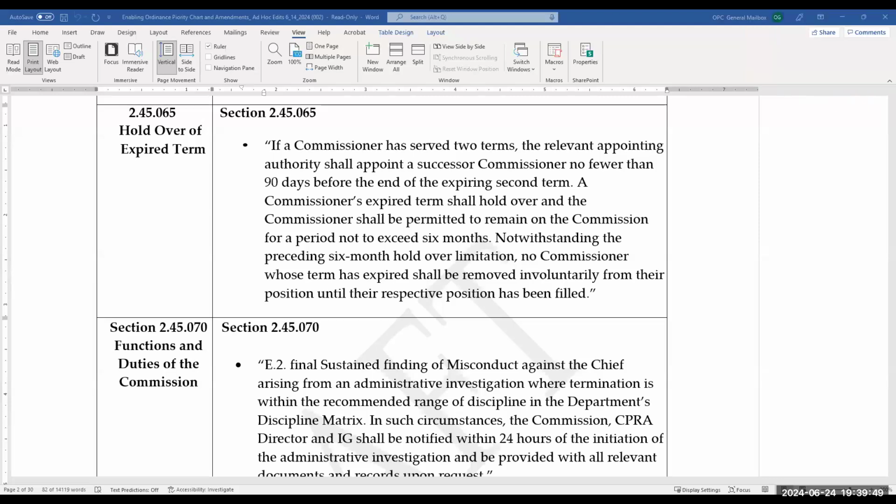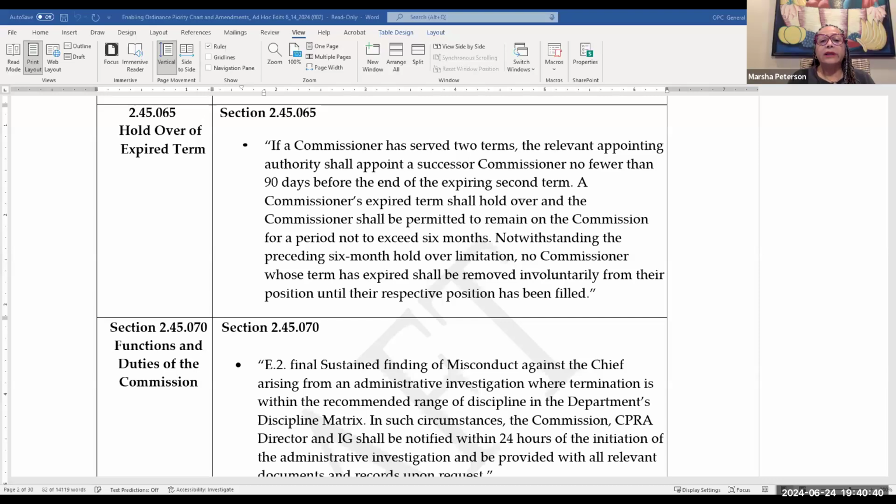Okay, I'm gonna read that back really quickly. So in the event a commissioner's first term has expired and no successor has been chosen, and the vacancy would then result in a lack of a quorum, the commissioner can remain seated until either the commissioner reapplies for a second term or a successor is named. Yes, something like that. Okay.